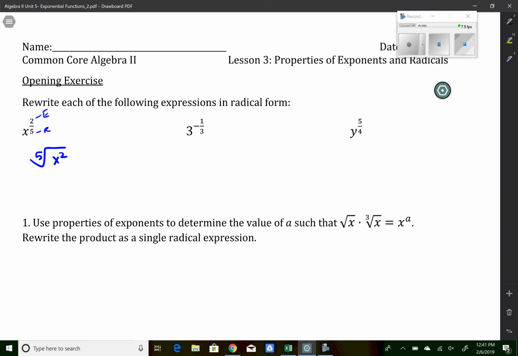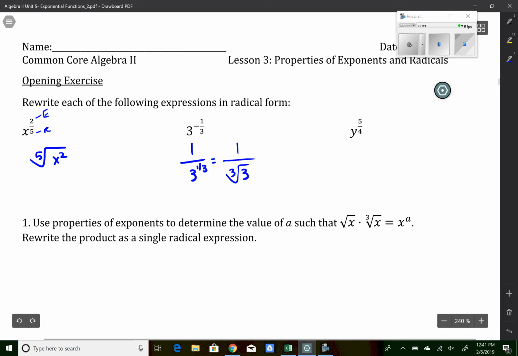For the second question, we have a negative exponent. Negative exponents, we take the reciprocal of to make positive. So I have 1 over 3 to the 1/3 power. So I took the negative and made it positive by doing a reciprocal. Well, 3 to the 1/3 power using exponent over root becomes the third root of 3, or the cube root of 3. For the third one, right, exponent over root. So I know the root is 4, so I have a fourth root of y to the 5th power.